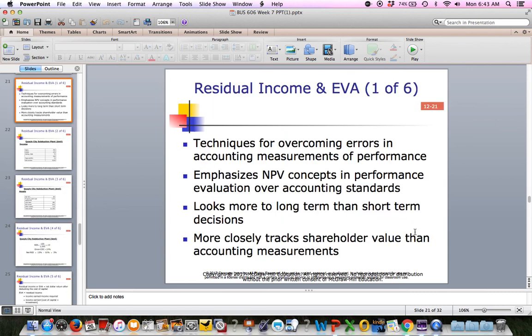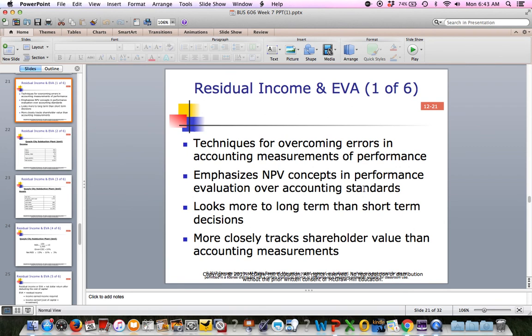Next we get to residual income and EVA, and you can see there are a few slides about that. Techniques for overcoming errors in accounting measurements of performance. Remember that accounting is about recording revenues earned and expenses incurred, whereas finance and economics is more about the true value of cash, the valuation of the cash flow produced. So in finance, we're looking at things from a cash perspective. In accounting, we're not, as strange as that might seem.